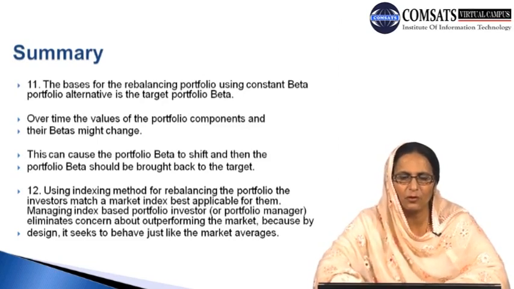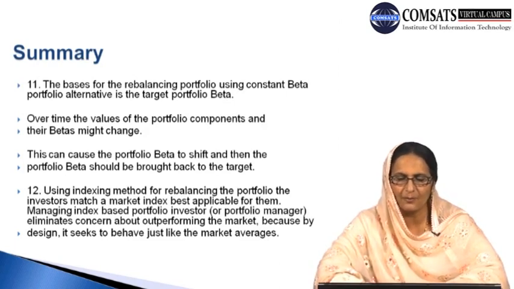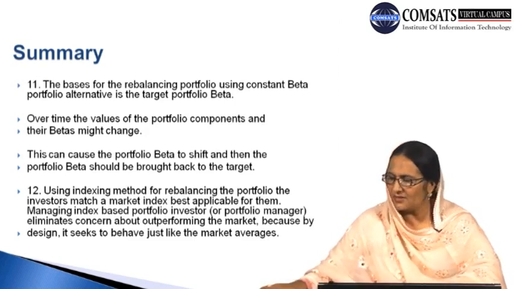target portfolio beta. Over time, the values of the portfolio components and their betas might change. This can cause the portfolio beta to shift, and then the portfolio beta should be brought back to the target. The 12th is using the indexing method for rebalancing the portfolio. The investor matches a market index best applicable to them. In managing an index-based portfolio, the investor or portfolio manager eliminates concern about outperforming the market because by design it seeks to behave just like the market averages.